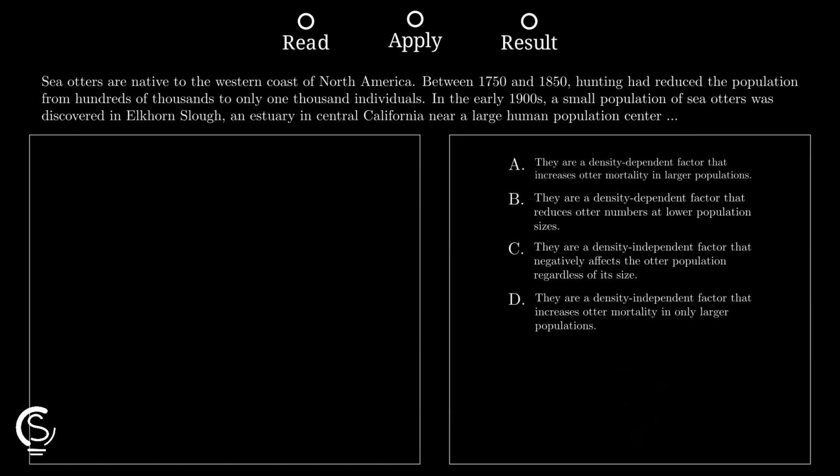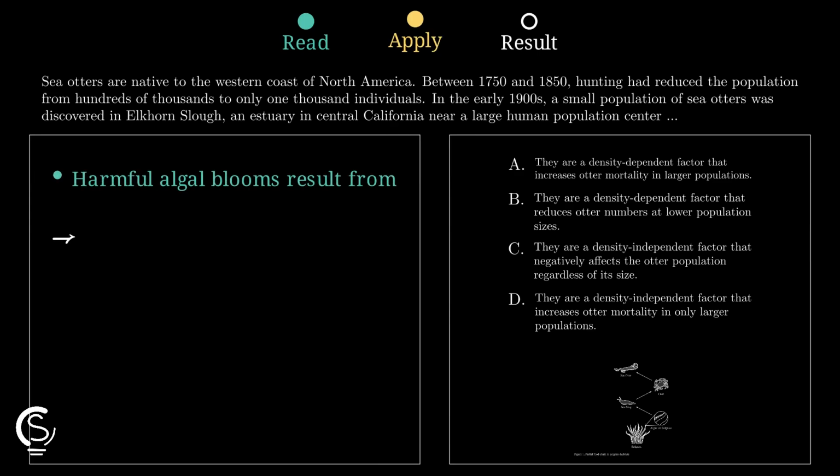Start with the cause. The passage says harmful algal blooms happen because of nutrient pollution, so the blooms come from an outside environmental condition, not from how many otters are present. In ecology, when a factor affects a population regardless of its size, that factor is density independent, so this cannot be tied only to larger or smaller otter populations.